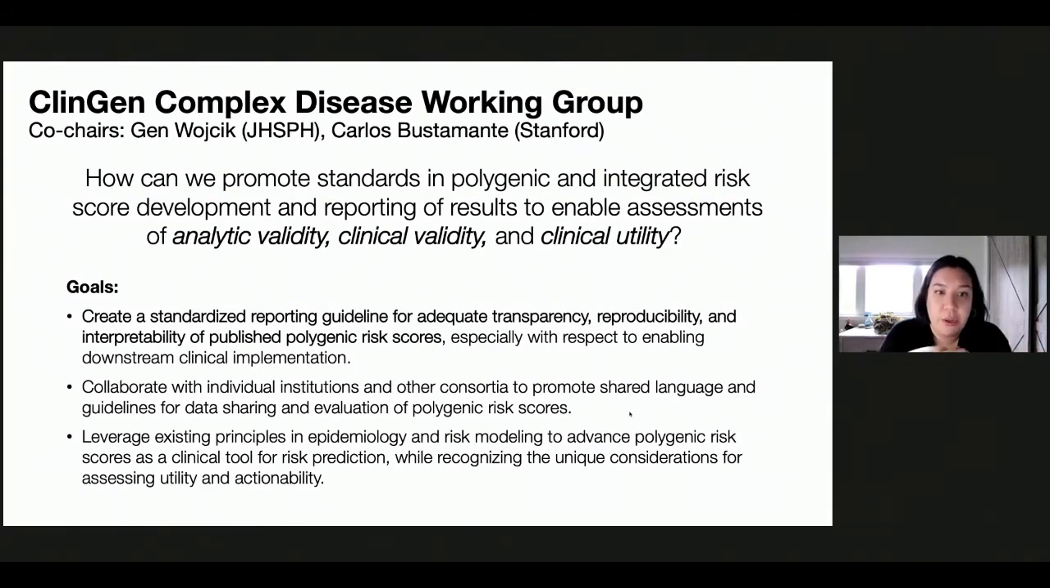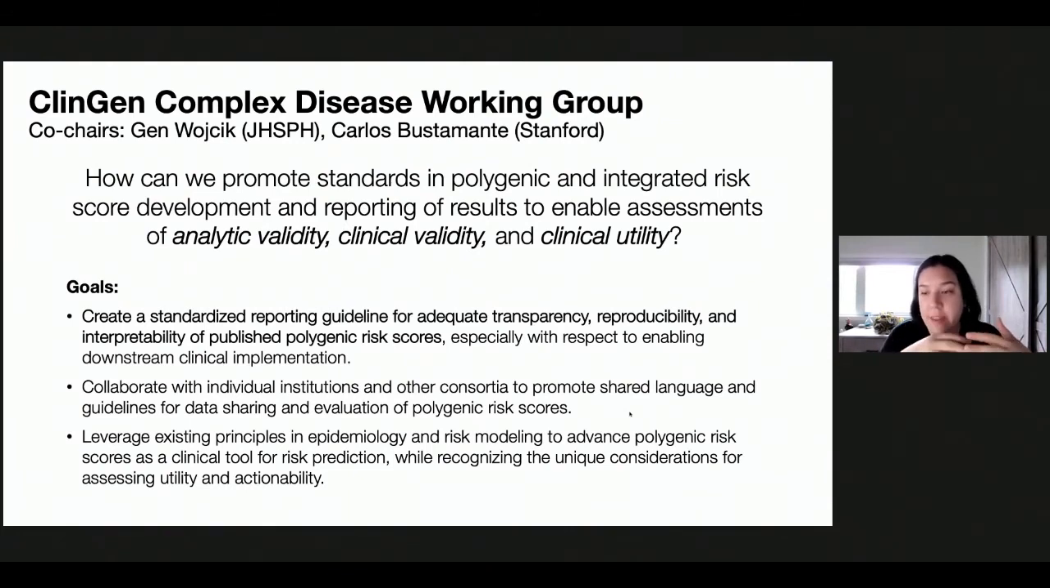The second one is to collaborate with other institutions and consortia and different efforts to promote a shared language for this field. Right now, a lot of the language around polygenic risk scores is adopted and carried forward from trait mapping, and therefore sometimes the language isn't as appropriate when we move to the clinical space. So making sure we have shared language, so that across the entire pipeline, people are talking about the same thing and really being specific. And then the last one is to leverage the existing principles in epidemiology and risk modeling to advance the use of polygenic risk scores as a clinical tool.